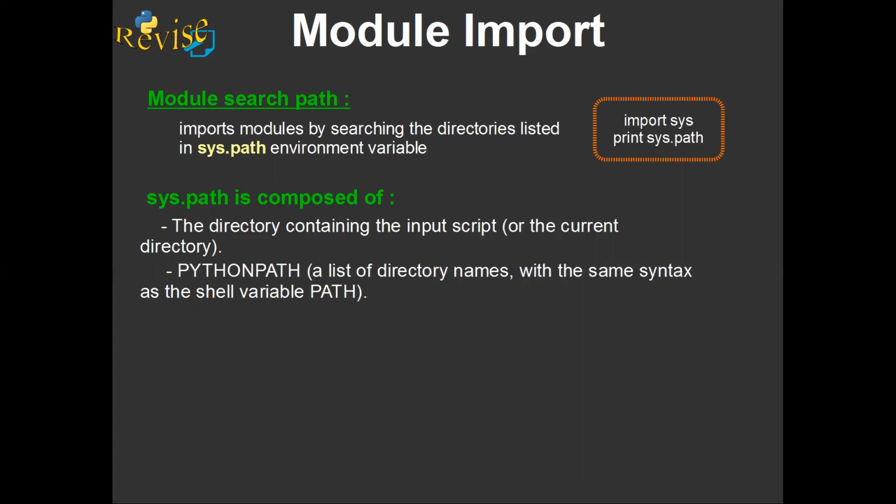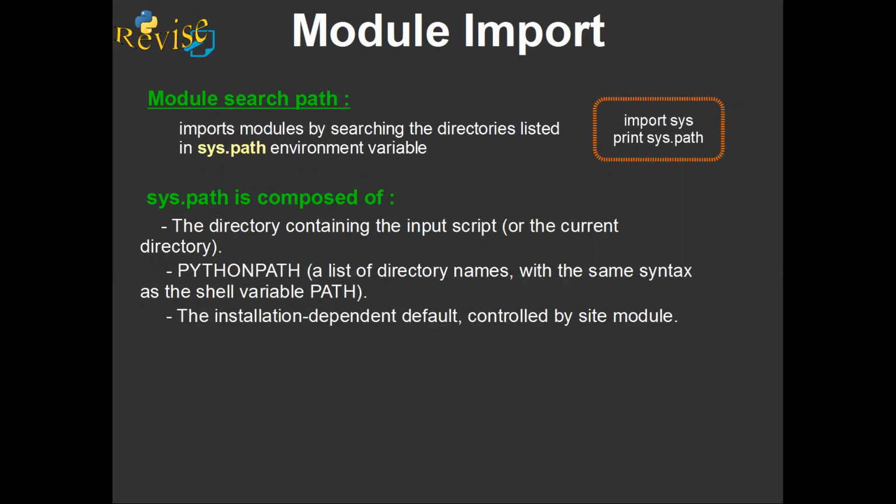The Python path variable has all the Python libraries listed in it, and then the installation defaults. This is controlled by the site module. If you access sys.path, you can see there is a site-packages directory. So sys.path is composed of the current working directory.